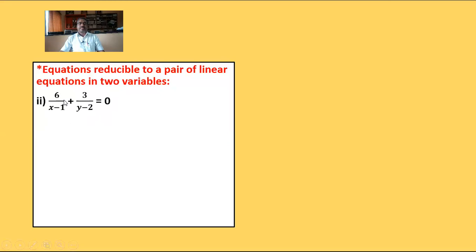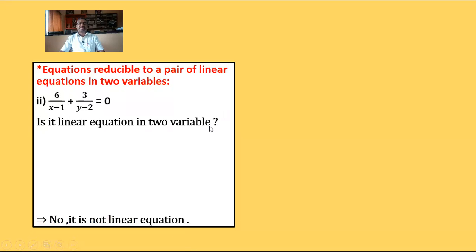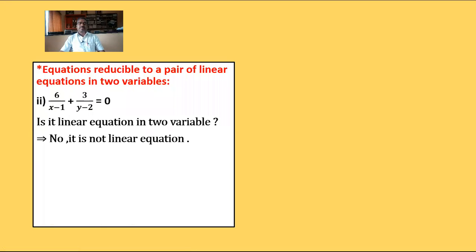Equation number 3: 6 upon x minus 1 plus 3 upon y minus 2 is equal to 0. Given equation is not linear equation in two variable, but it is equation reducible to pair of linear equation by some substitutions. Let us consider 1 upon x minus 1 is equal to a and 1 upon y minus 2 is equal to b.